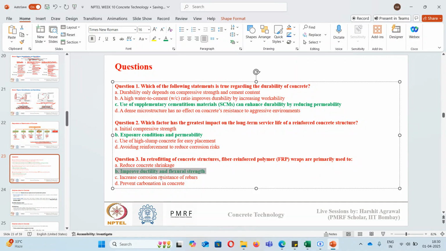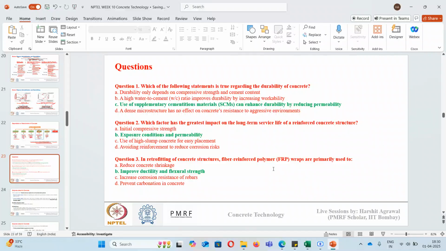Improve ductility and flexural strength. So what is an FRP wrap? Suppose we have a concrete column, so there are FRP materials which are externally wrapped on that concrete column.